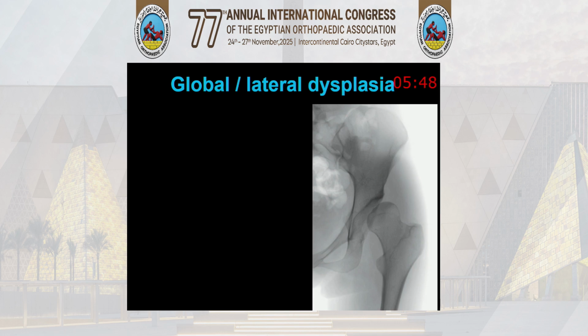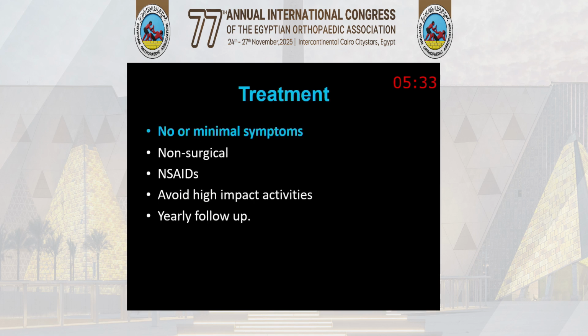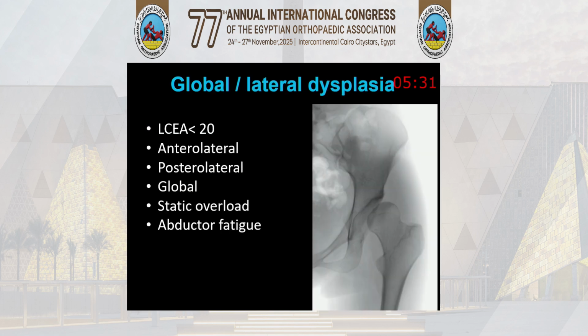The most common type is the global dysplasia or lateral dysplasia. So here we have a deficient lateral center edge angle, and it can be either anterolateral, posterolateral, or global dysplasia. The pain is usually with static overload or with adductor fatigue, and this is the most common type.